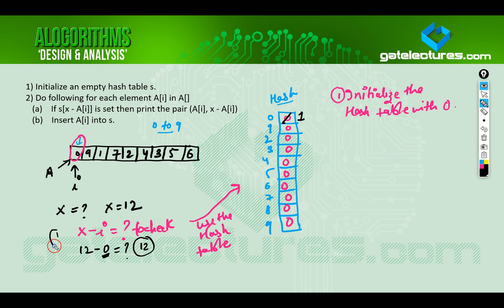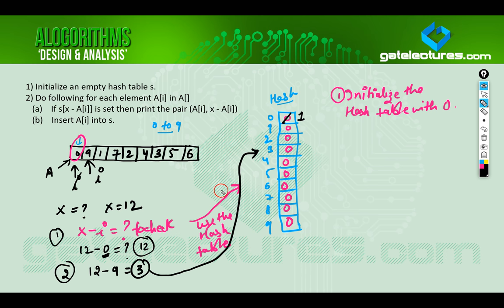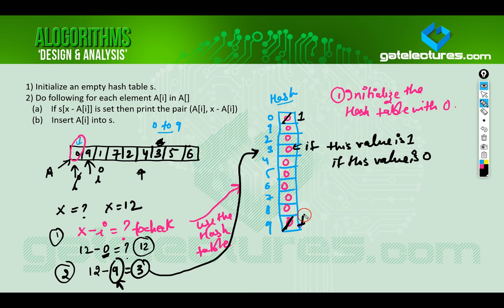Let me just take the second number. The second number, represented by I, will be 9. So we are going to take 12 minus 9, that is, we are going to get 3. Now we are going to go to the third index location, because it is representing the number 3, and we are going to check this value. If it is 1, that means 3 exists inside this array. If this value is 0, that means 3 does not exist inside this array. Initially, I don't know whether 3 exists or not, even though it existed, so I'm just going to assume that it does not exist. Because we knew that 9 existed, at location 9 we are going to put 1. See how I'm going to make it efficient.